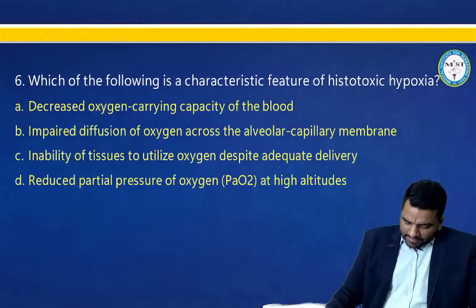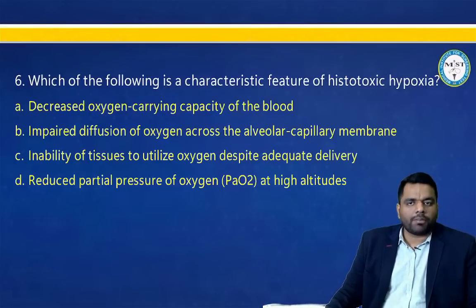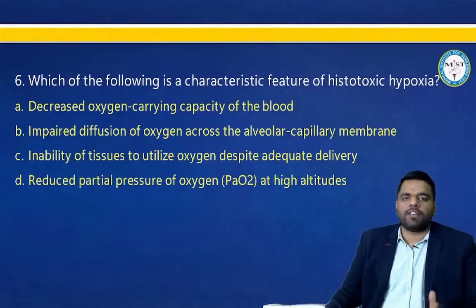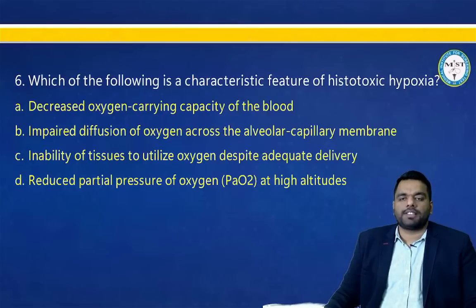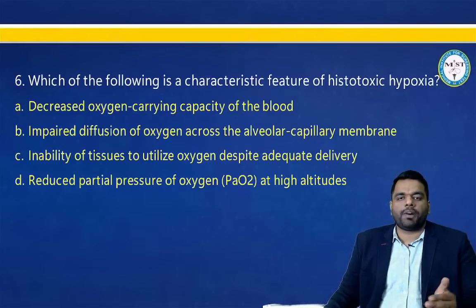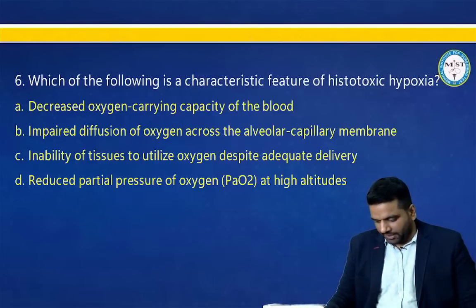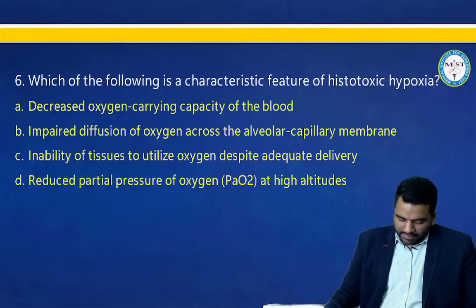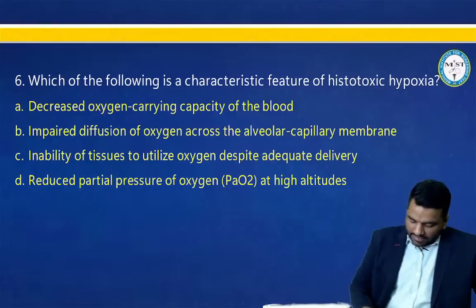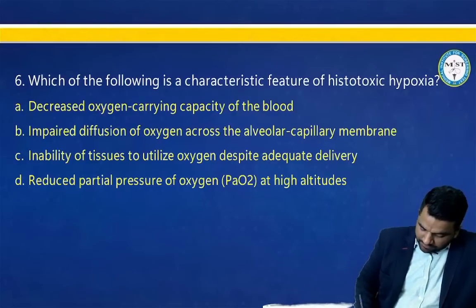Option A is decreased oxygen carrying capacity of the blood. Option B, impaired diffusion of oxygen across the alveolar capillary membrane. Option C, the inability of tissue to utilize oxygen despite adequate delivery. Option D, the reduced partial pressure of oxygen at high altitude. So please answer question number 6. It is asking about histotoxic hypoxia.